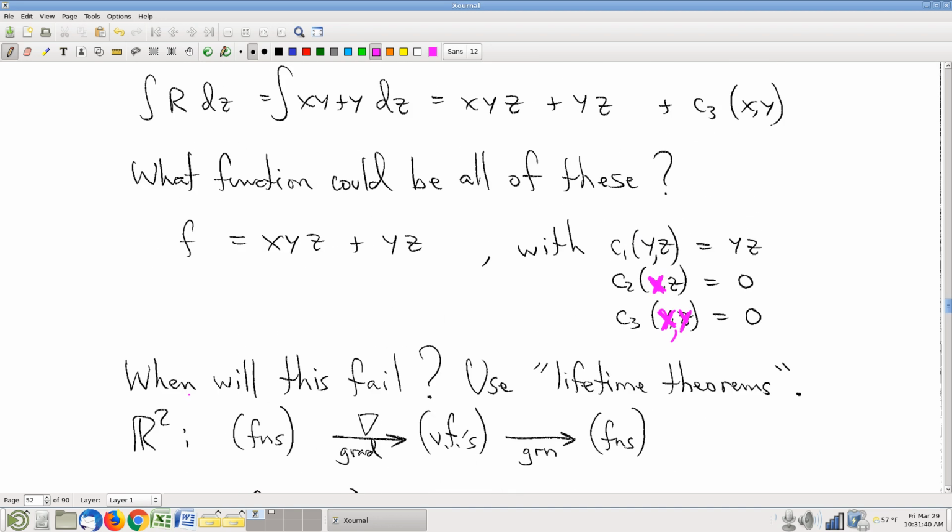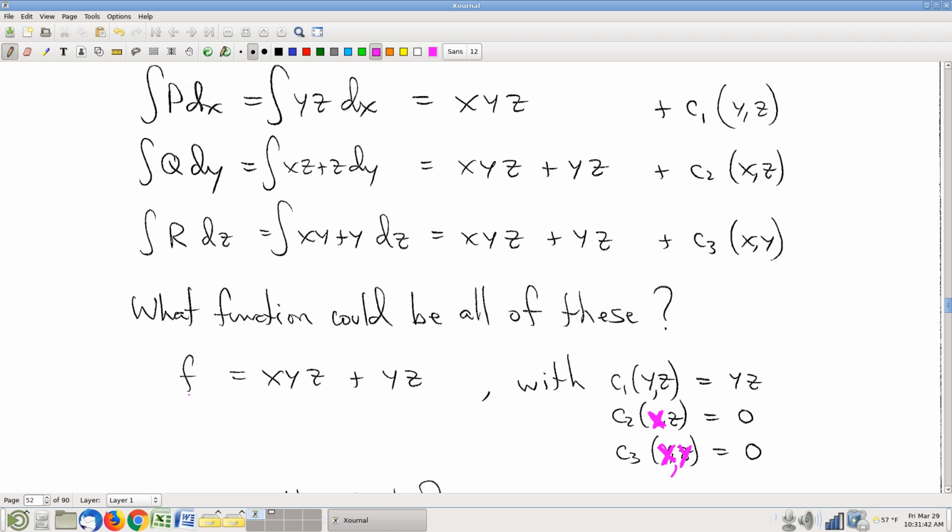Okay, so is this always going to work? Answer: no. Again, sadly, not every function is a gradient of something. Excuse me. Not every vector field is a gradient of something. Not every vector field has an anti-gradient, unfortunately. So when's it going to fail?